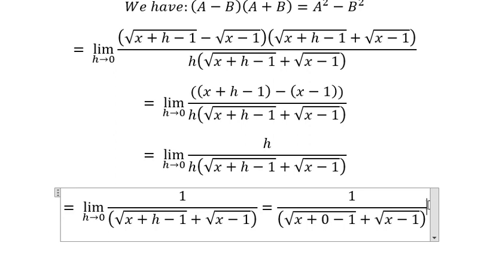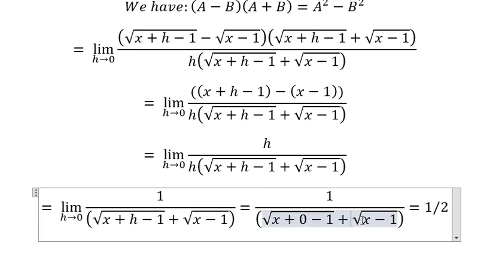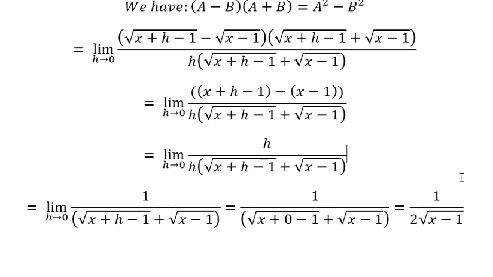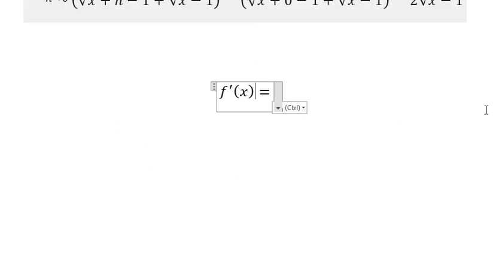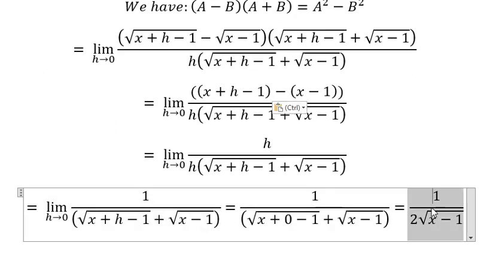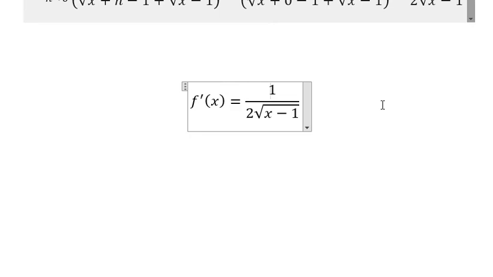And now we have the final answer. So we put this one equals to this one. And this is the final answer.